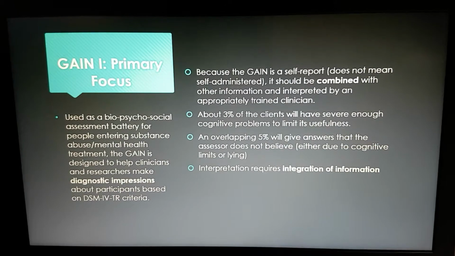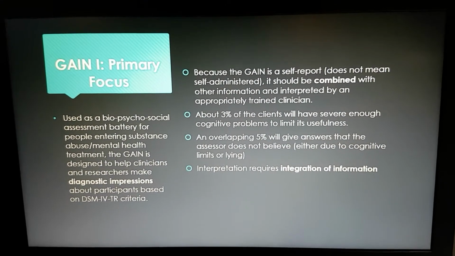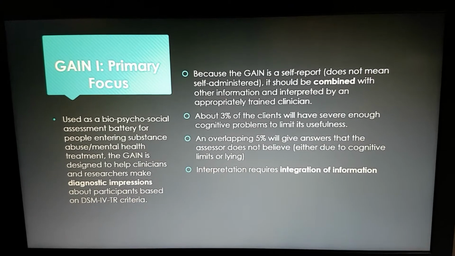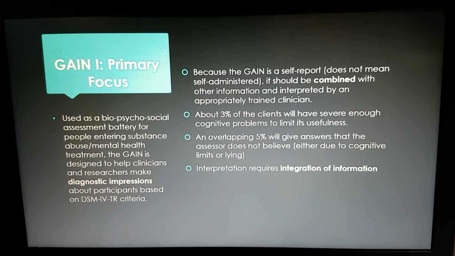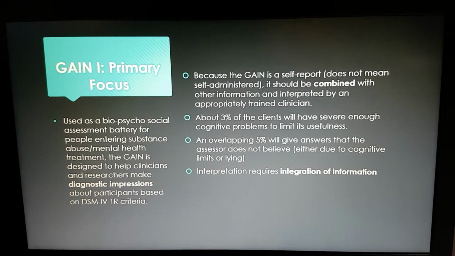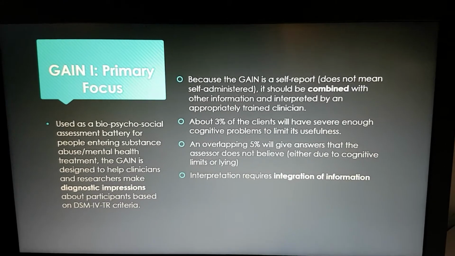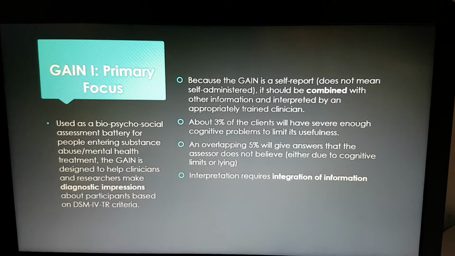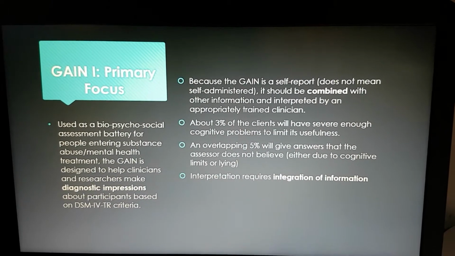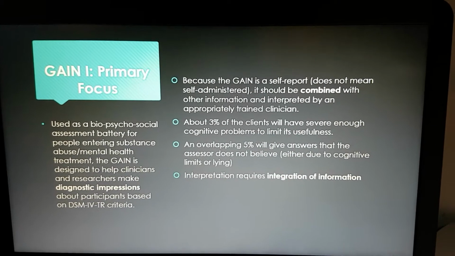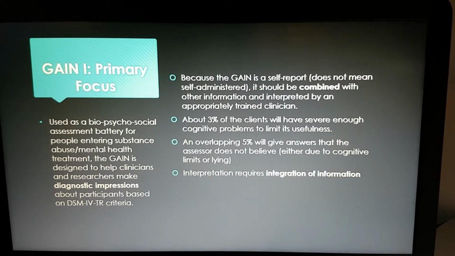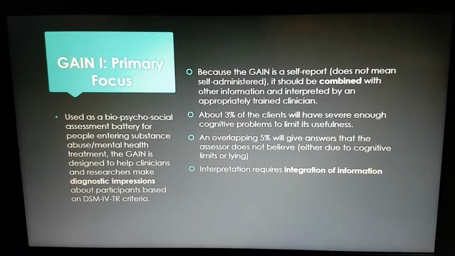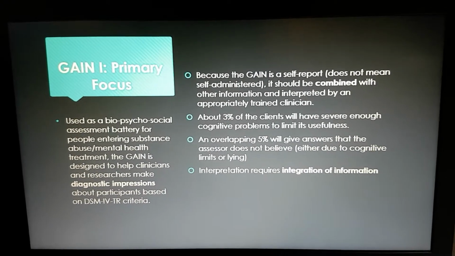Because the GAIN is a self-report, which does not mean self-administered, it should be combined with other information and interpreted by an appropriately trained clinician. About 3% of the clients will have severe enough cognitive problems to limit its usefulness. So that would be any kind of severe mental disorder. An overlapping 5% will give answers that the assessor does not believe, either due to cognitive limits or lying, which happens quite a bit. And interpretation requires integration of information. So it does require other information. These are added to the client's files, and so you can take information from there.